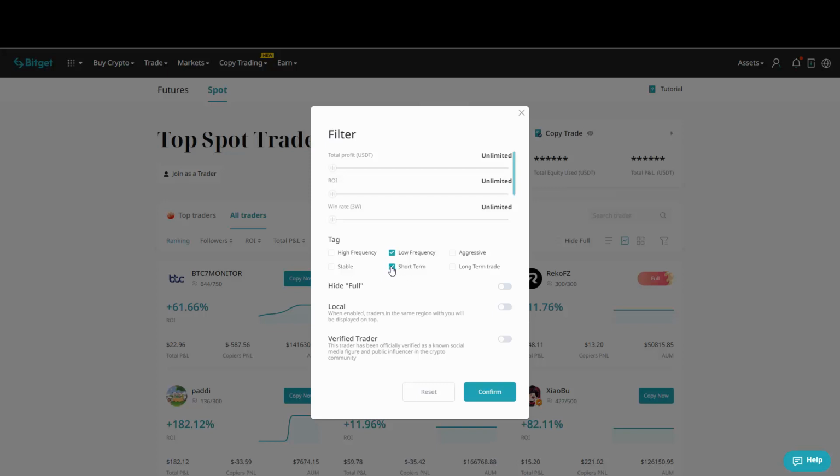Okay, or maybe you're like, no, I'm a long-term player. I'd rather go with long-term trades. Okay, hide those who are full. I suggest you go with that because at the end of the day, we cannot copy it. Okay, a trader who does not have any spot available. You can also put, hey, if I want to have just traders who are in my area, if they are verified, you can go with that.